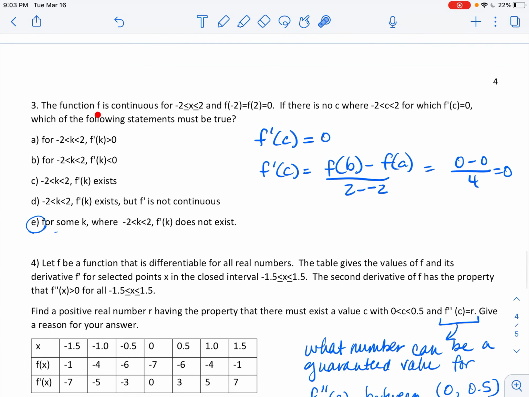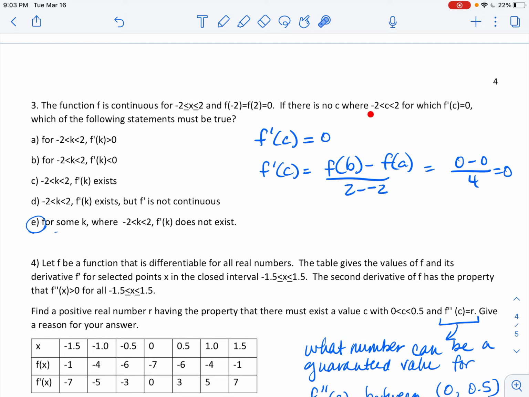We have another example. The function f is continuous for -2 to 2 inclusive, and f of -2 is equal to f of 2, which equals 0. Okay, so we're saying that the function evaluated at -2 and +2 are both equal to 0. So if I'm going to find the average rate of change, if you think about that, I'm going to have 0 minus 0. So the average rate of change is 0.